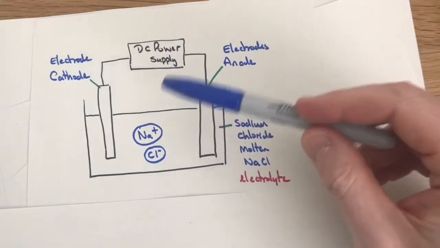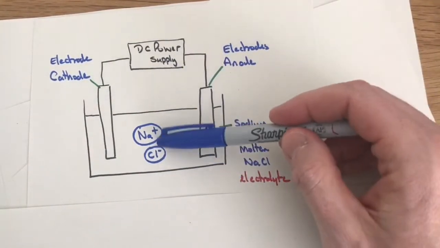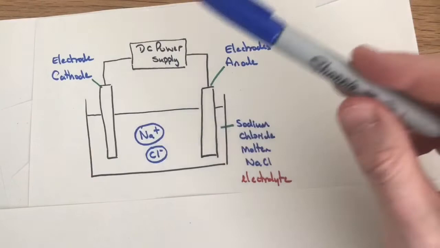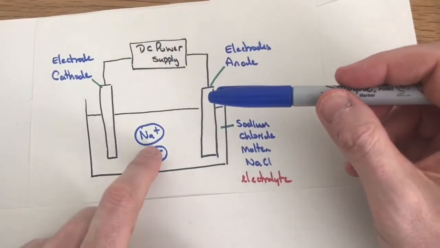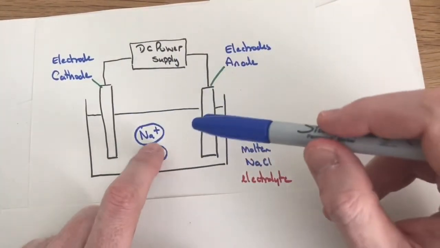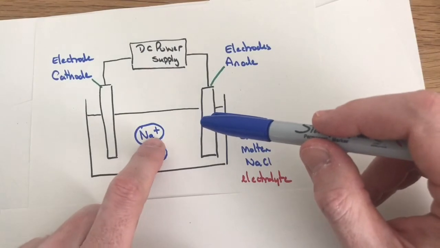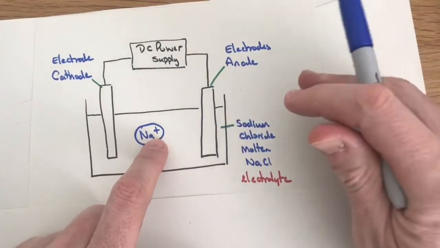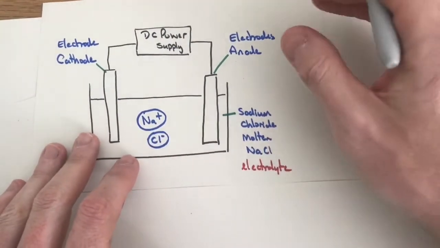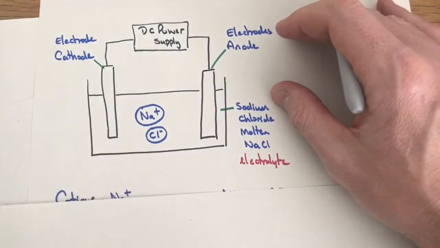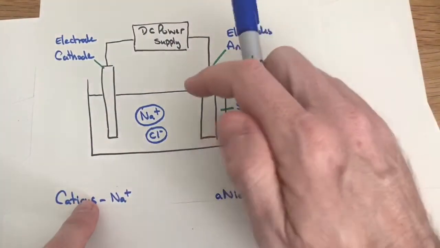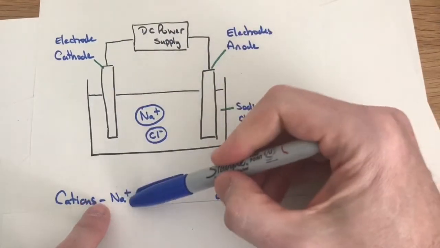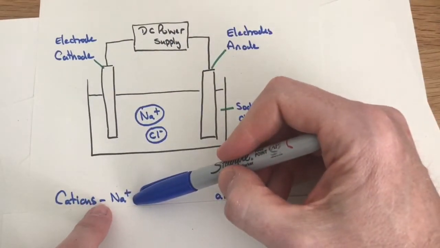So when I flick the power on, these ions are going to be attracted to an electrode. Now, to help us understand which one they get attracted to, let's just have a look at this. This is the sodium ion, and it's positive. A name in chemistry for a positive ion is called a cation. So the cation is a positive ion.